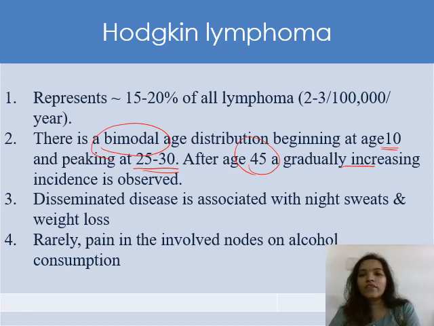It starts from 10 years and goes till 30 years, and again after 40 years there is a risk of developing Hodgkin's lymphoma. And the disseminated disease where the entire body will be involved is associated with night sweats and weight loss. Like any other malignancy, even Hodgkin's lymphoma can result in weight loss. Rarely, there can be pain of the involved lymph nodes on alcohol consumption. This is considered as one of the paraneoplastic syndromes involving Hodgkin's lymphoma, and the other one being secondary amyloidosis.